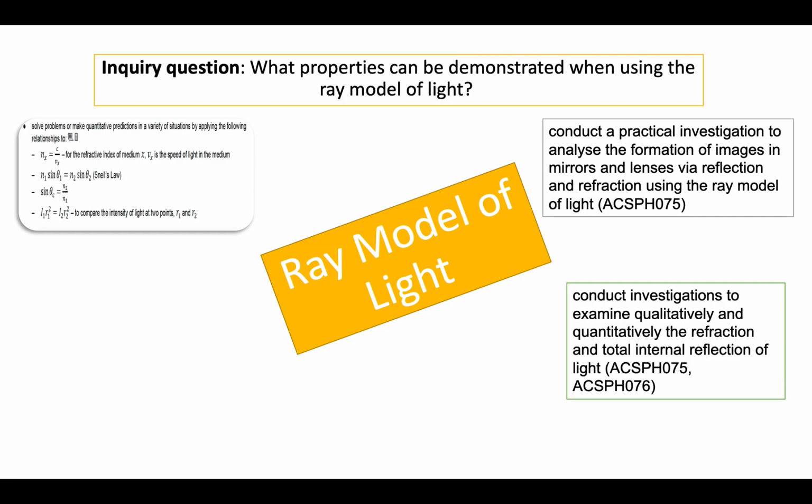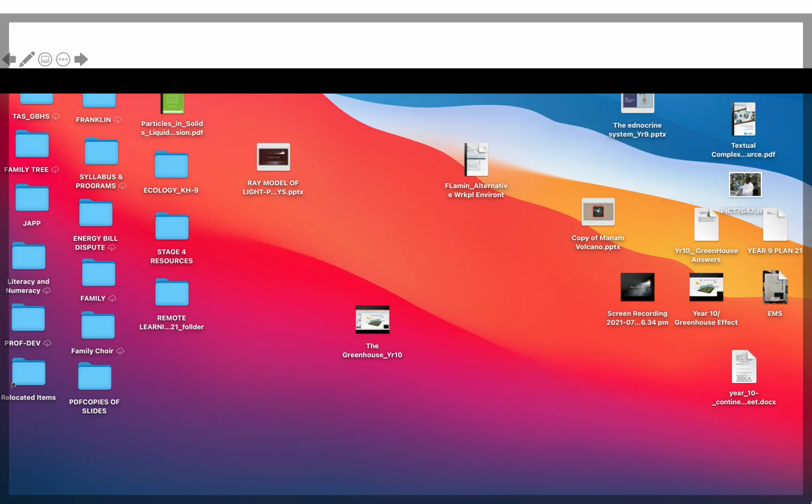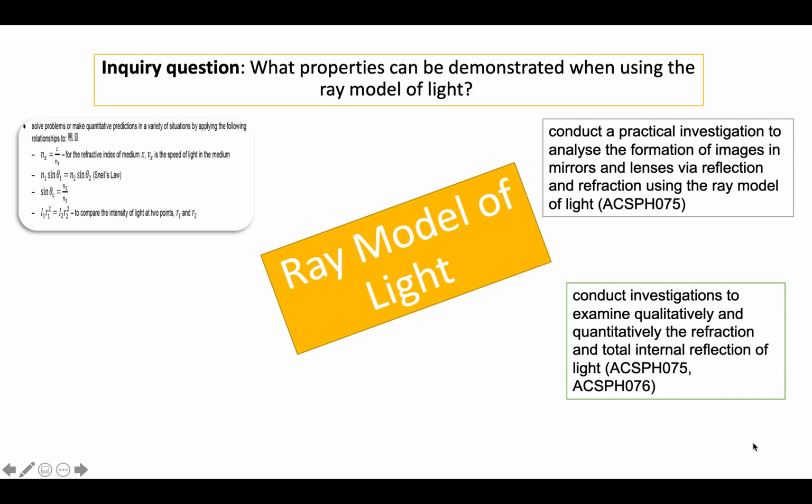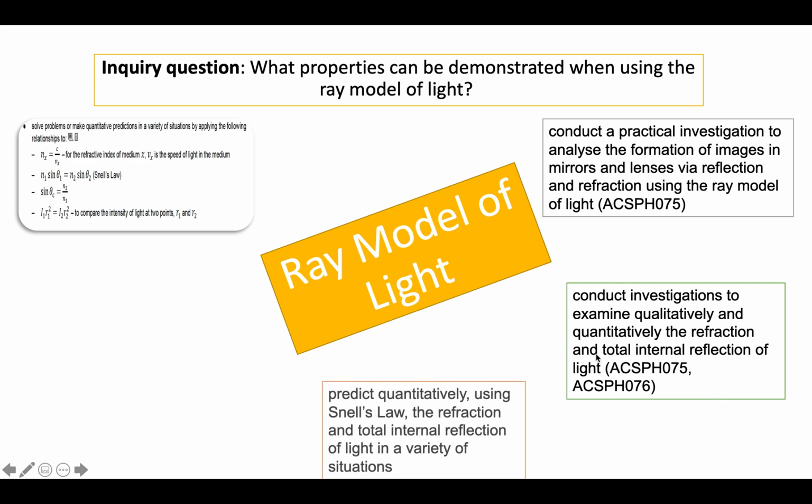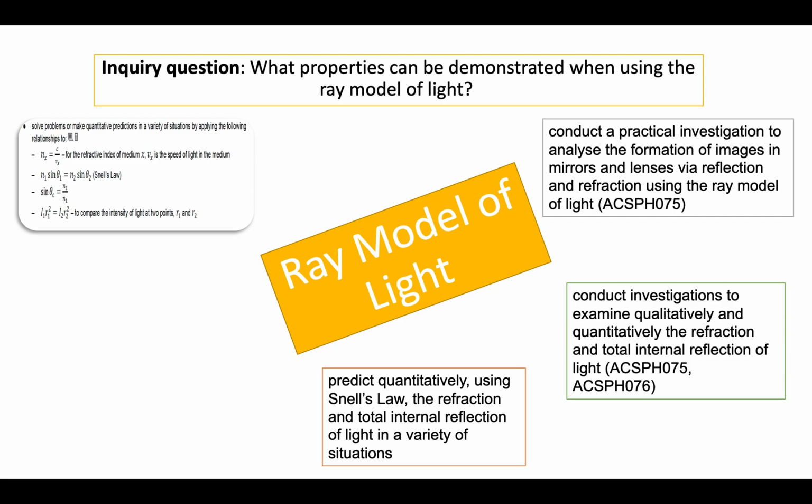So we have actually talked about some of those properties of waves, but we dealt with that generally on the waves. Now we're trying to look at that on the light. So let's have a look at that. The other thing that we're going to be looking at: again, the next part is to predict quantitatively using Snell's law the refraction and total internal reflection of light in a variety of situations.